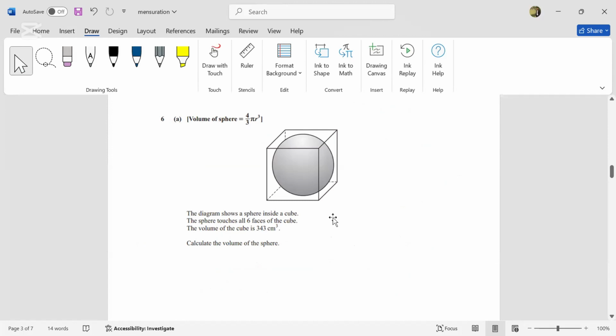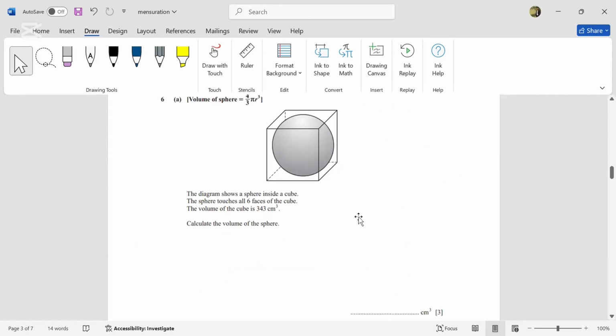Okay, volume of sphere is given to us. We can see that it's a cuboid, and in the cuboid, a sphere is inside. The diagram shows the sphere inside a cube. Sorry, a cube. The sphere touches all six faces of the cube. When this sentence tells us it touches all six faces of the cube, it must be clear that if we get the radius of a sphere, this marked length will be equal to the radius of the sphere.